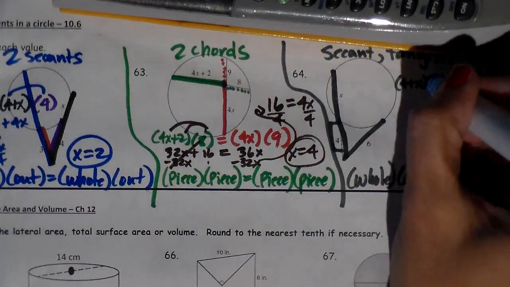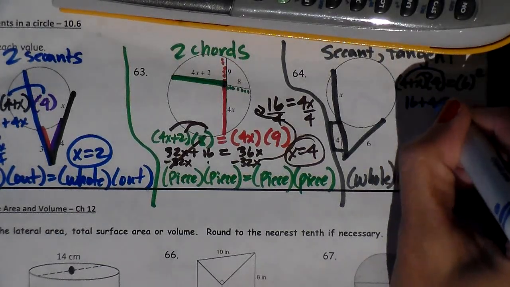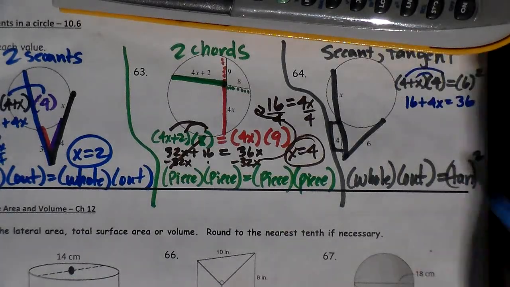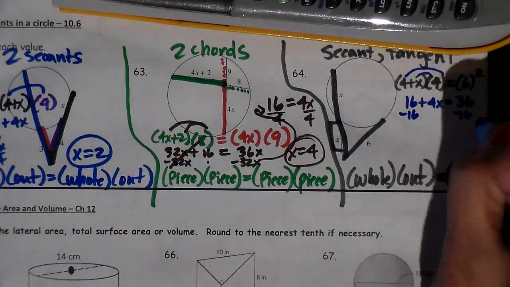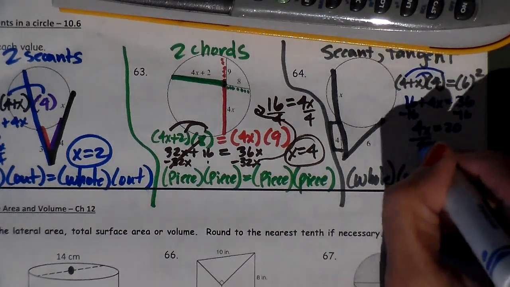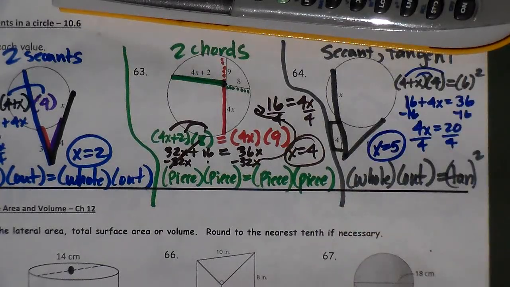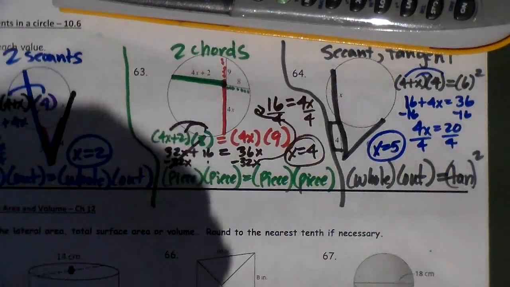So I'm going to distribute now. 4 times 4 is 16. 4 times x is 4x equals 36. I'm going to subtract 16 from both sides. So 4x equals 20. Divide both sides by 4. X is equal to 5. And that's how you work out the circles.